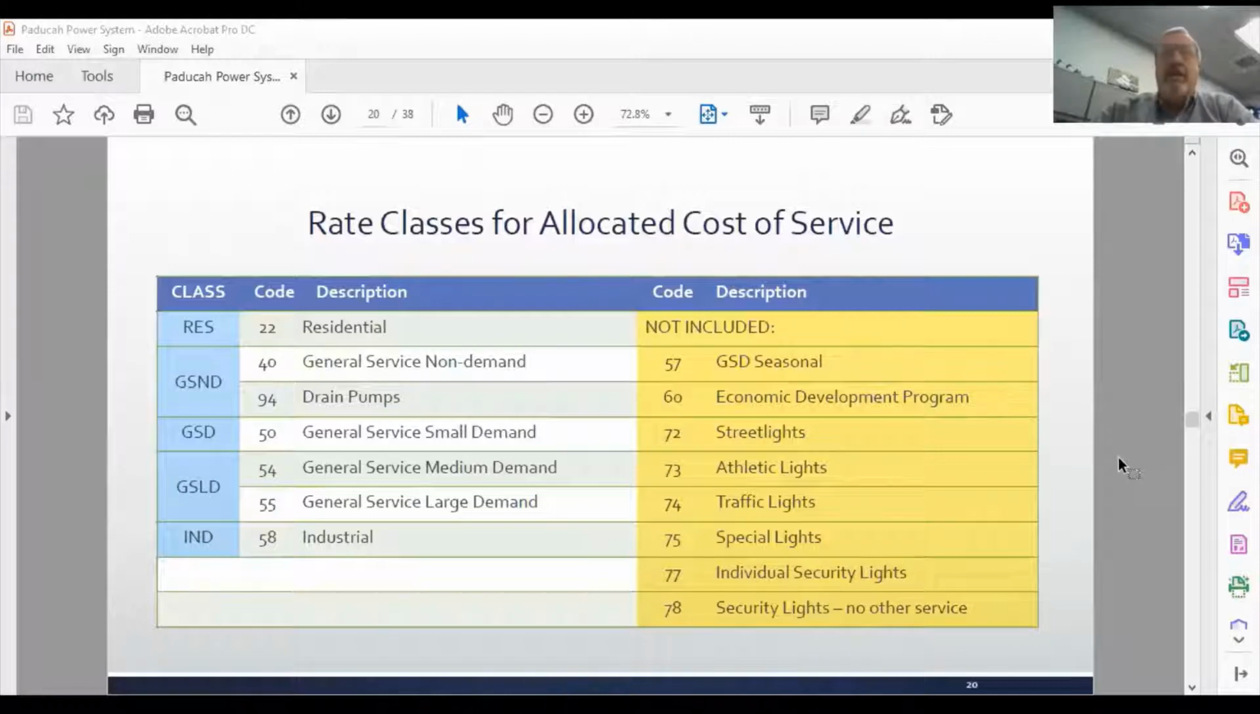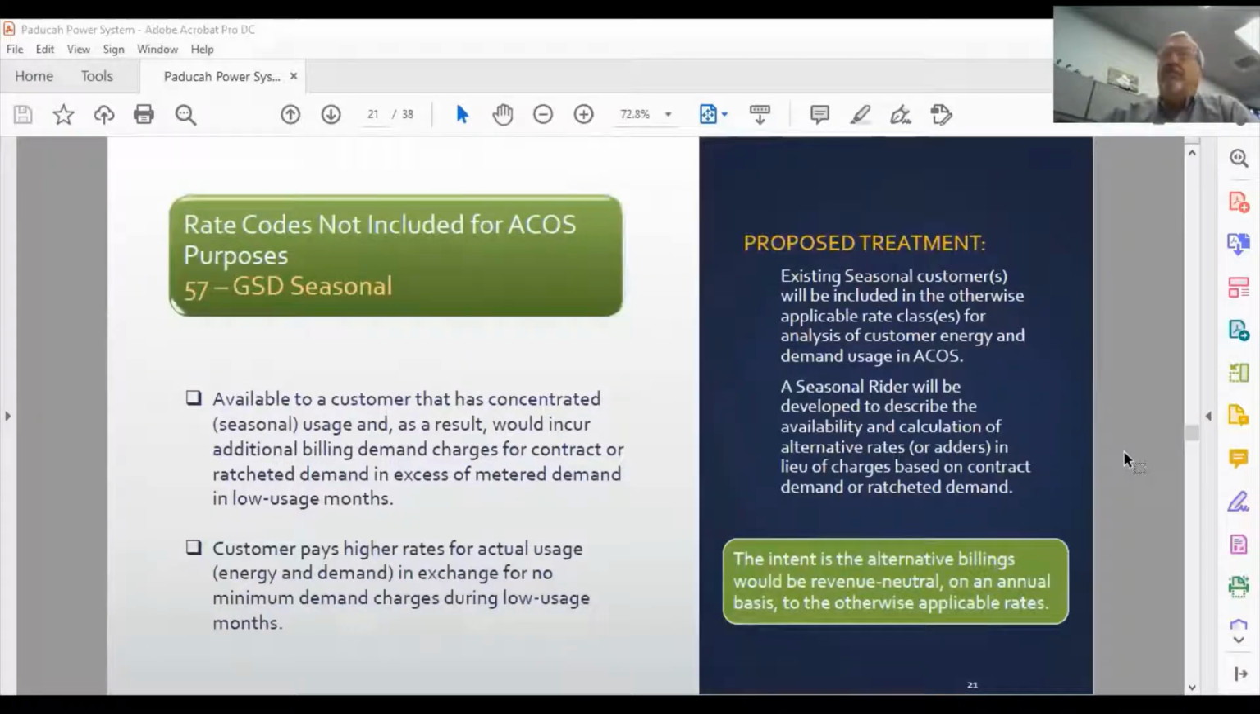In the yellow, we highlight here the rate codes that are not really separated or covered in the allocated cost of service as a separate class. And I'm going to go through each one of these and why they're not included in the allocated cost of service, or how they're not included in the allocated cost of service. So the first one is this rate code 57, general service demand seasonal.